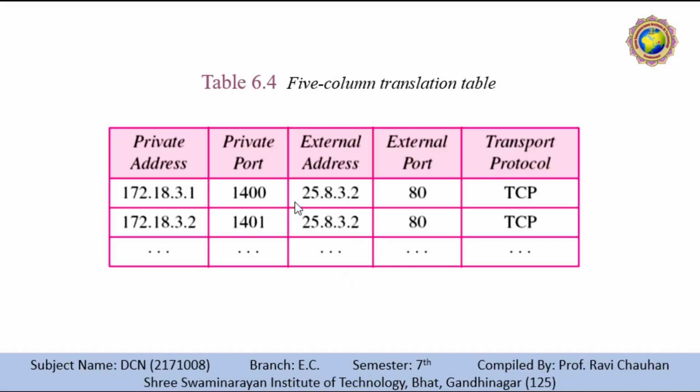The table shows an example of such a table. Note that when our response from an HTTP server comes back, the combination of source address 25.8.3.2 and the destination port 1400 defines the private network host to which the response should be directed. Note also that for this translation to work, the temporary port numbers 1400 and 1401 must be unique.